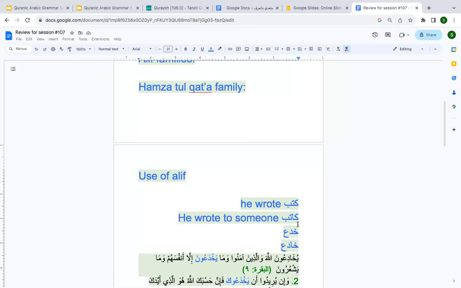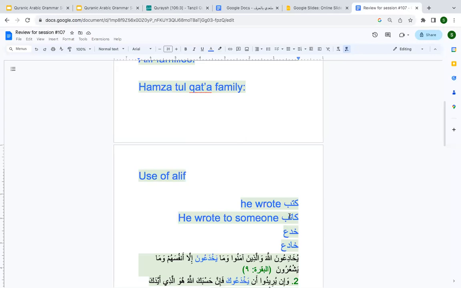Which family? Family number three. Alif after the first root letter. Family number three, Alif family, right? You think about your alif family when you see an added alif anywhere. You think about what is additional in my fi'lul mudari, and then you go and find your family. Meet that family. You are visiting family number three when you are seeing alif after the first root letter.